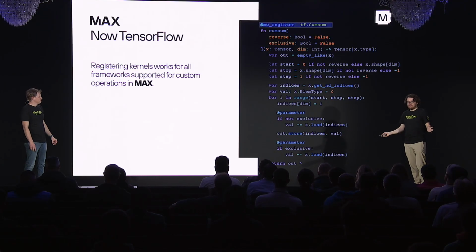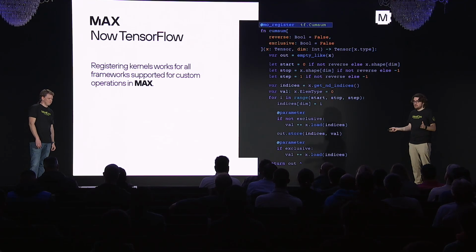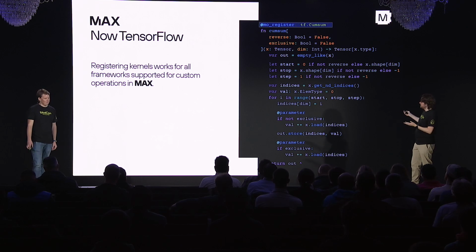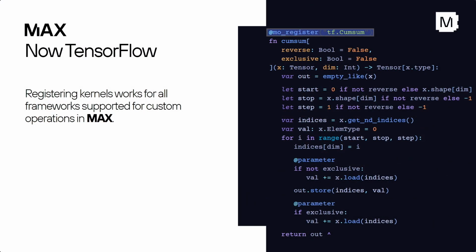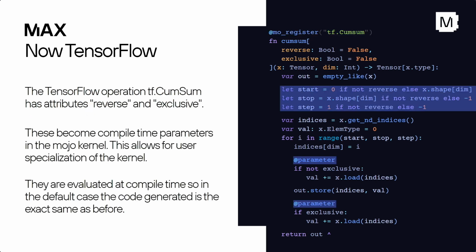Yep. So this works on any platform that we support in Max. And so we also have the TensorFlow kernel. And this is the same kernel. It's just slightly different, which I'll go into in 1 second. But on this, I just want to say that all of the frameworks we support, you can register a kernel for, and it will overload that kernel. And so it's not just a PyTorch thing or a TensorFlow thing. It works for either. And just to emphasize the differences here, TensorFlow has some attributes in the operation: reverse, which means start from the end, and exclusive, which basically means skip the first one.